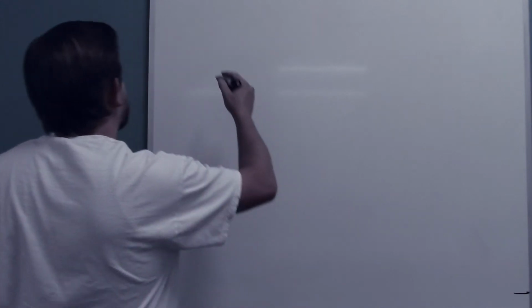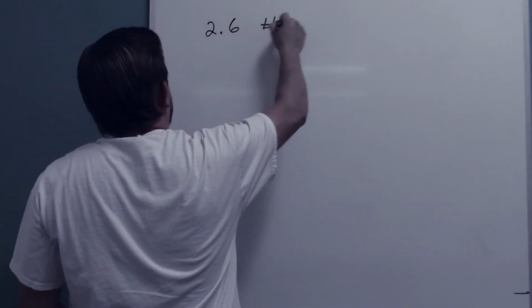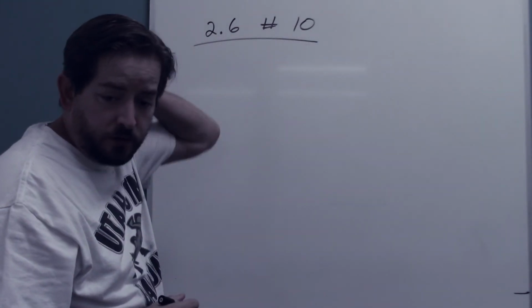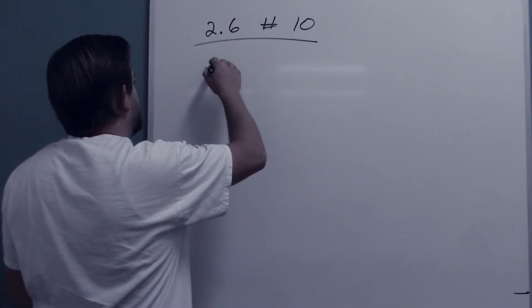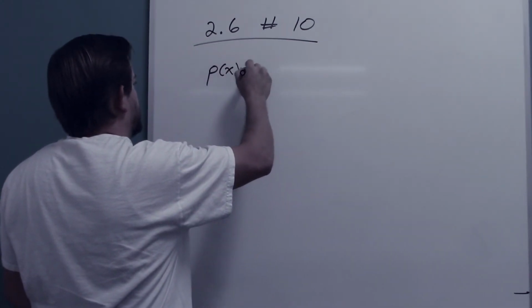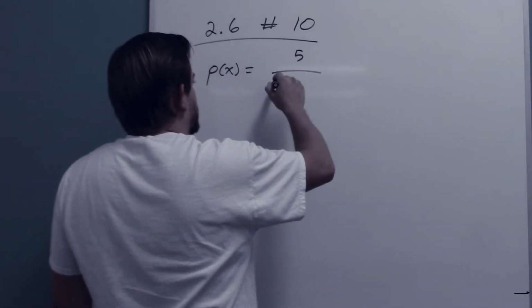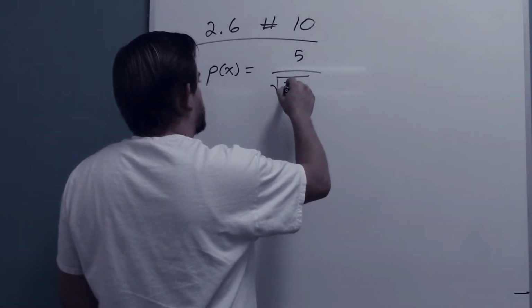Okay, and the last one that was asked was 2.6, number 10. So that one says, find the domain of this function. We have p of x equals 5 over, we have a square root, 7 minus 3x.